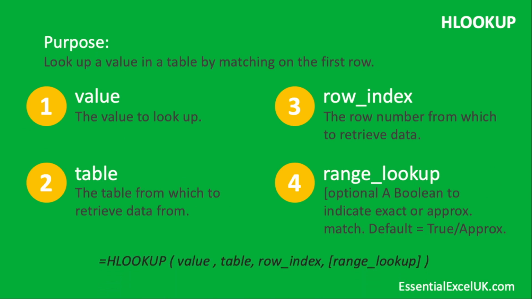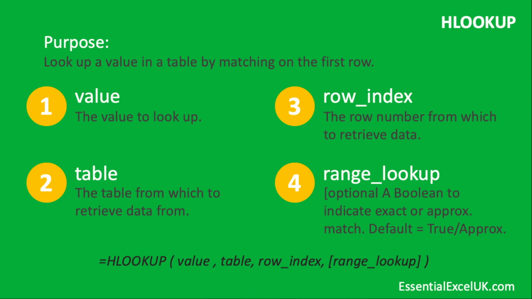So HLOOKUP, the formula in its entirety. At the bottom there you can see how it all fits together. We've got the equal sign, HLOOKUP, and then the four parts of the formula: value, table, row index, and then the optional range lookup at the end. You've got that slide there, so if you want to refer back to it, you can at any point in the video, or come back to it at a later date. What we'll do now is jump over to Excel and go through an example so you can see how this works.